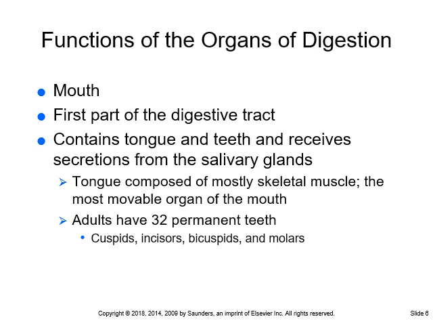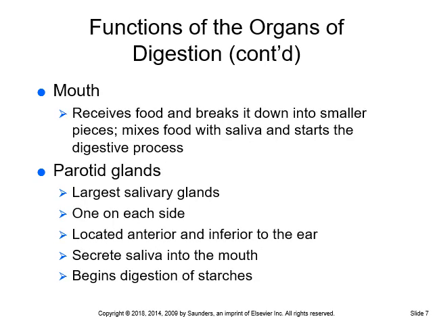The mouth is the first part of the digestive tract. It contains the teeth and tongue, and it receives secretions from the salivary glands. Adults have 32 permanent teeth. Teeth are categorized as incisors, cuspids, bicuspids, and molars. Each individual must have the capacity to chew. If not, changes need to be made to the food consistency to remedy the situation.